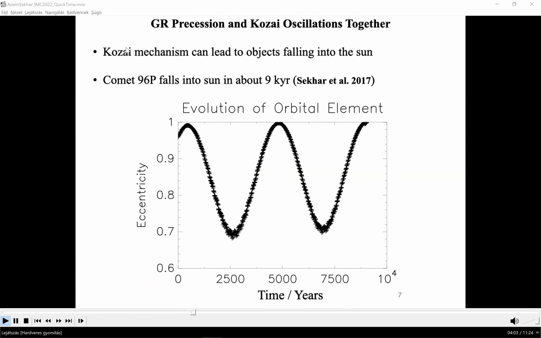And this is a plot of comet 96P, and you could actually see that if you simulate a clone, it actually falls into the sun in about 9,000 years or so. And this is an eccentricity versus time plot.